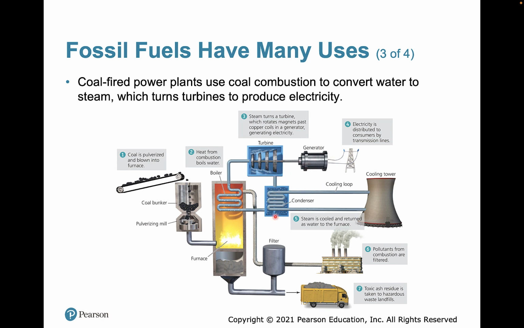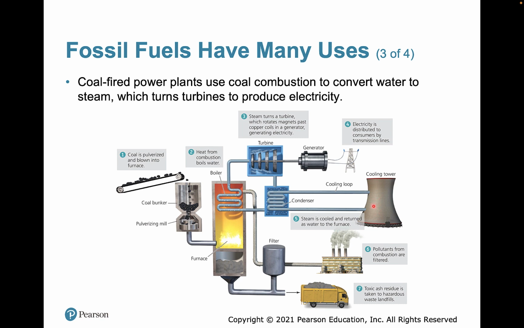That water is in a loop. So this water that was steam to turn the turbine has to cool down. There's cool water that runs through this condenser, which allows the steam to condense back into water. So this condenser loop pulls the heat out of the steam to help it turn back into water to go through this process again. The water runs through the condenser, brings the heat out of the turbine loop, and it comes out of the cooling tower.